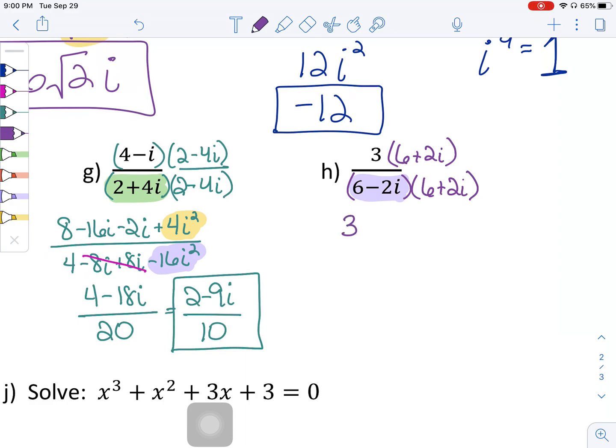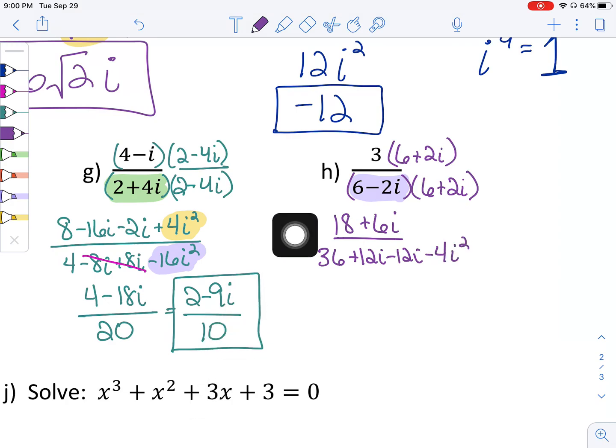So let's see, I don't know why I'm writing 3 down when I'm supposed to be writing 18 down. 18 plus 6i. All right, let's see if I get the bottom right in one try. No guarantees. All right, 6 times 6 is 36, plus 12i minus 12i minus 4i squared. Okay. So we cleaned up the numerator. There's nothing else to do here.